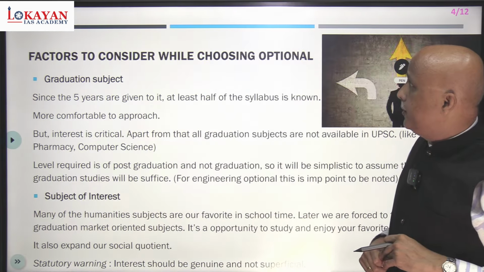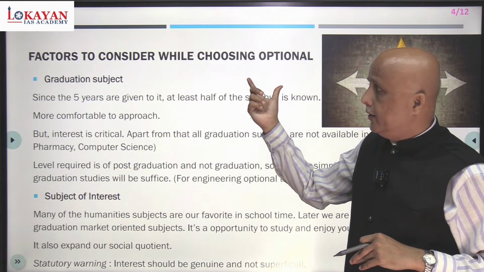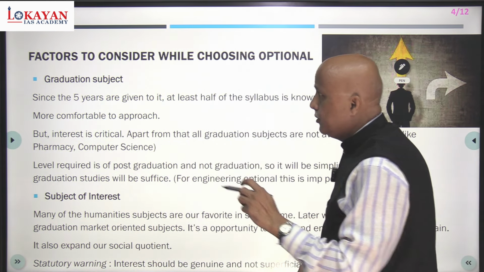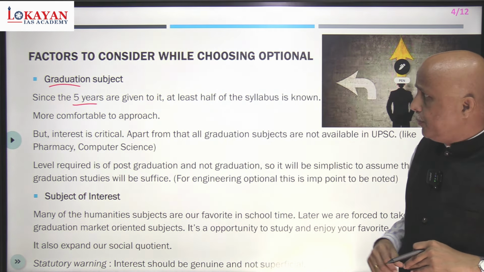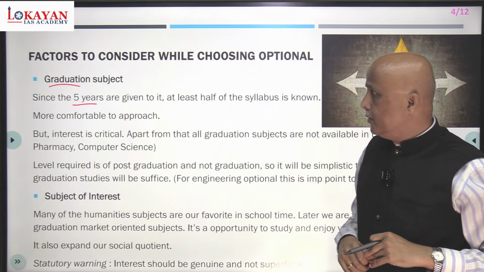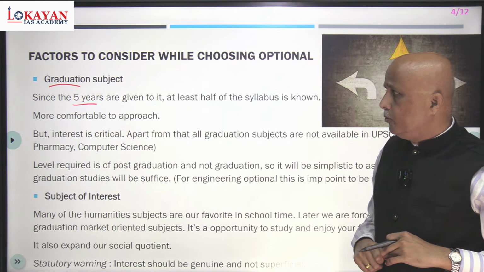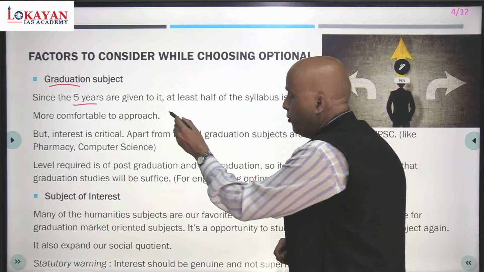Let's go ahead. Factors to consider while choosing an optional. Of course, the first is the graduation subject. You spend 5 years on it, or some people have spent 7 years with post-graduation. So at least half of the syllabus is known, and you are more comfortable approaching the subject.